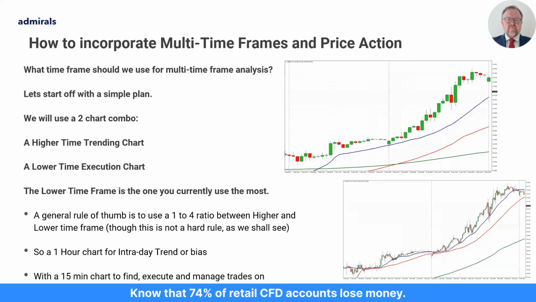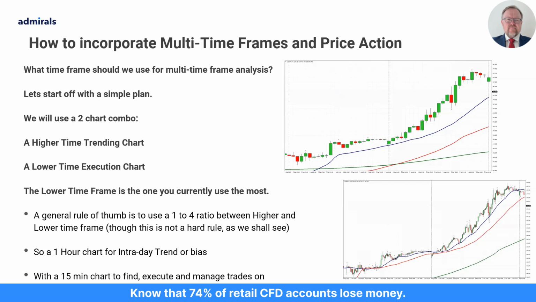The higher time frame chart is what we're going to look at to identify the trend and the bias. And our lower time frame is our execution chart. That's where we're going to mostly be looking for our setups and our entries, where our stop loss is, how we're going to take the trade and how we're going to manage that trade.